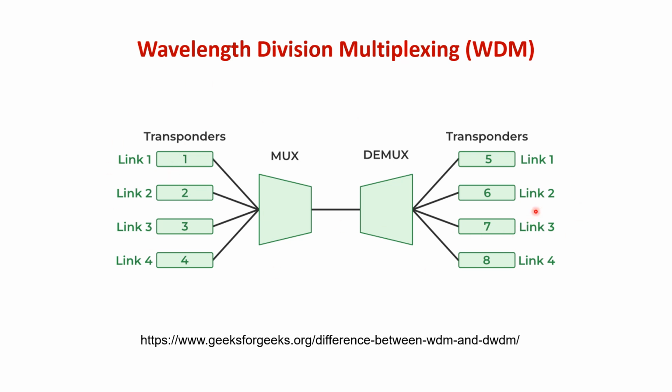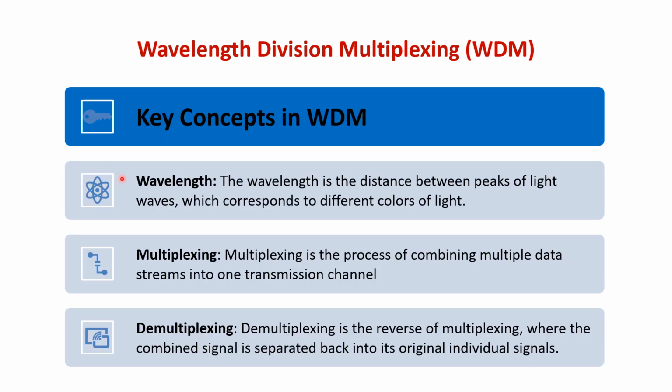Wavelength division multiplexing is an advanced fiber optic communication technology that plays a pivotal role in expanding the capacity of fiber networks by allowing multiple signals to be transmitted simultaneously over a single fiber optic cable. This capability is crucial for handling the growing demand for bandwidth in modern communication networks such as internet, telecommunication, and data centers. The key concepts are wavelength.